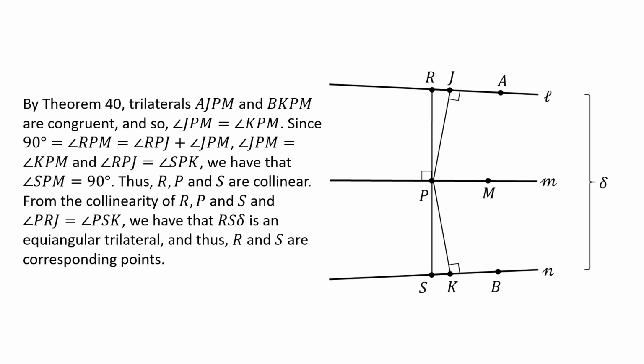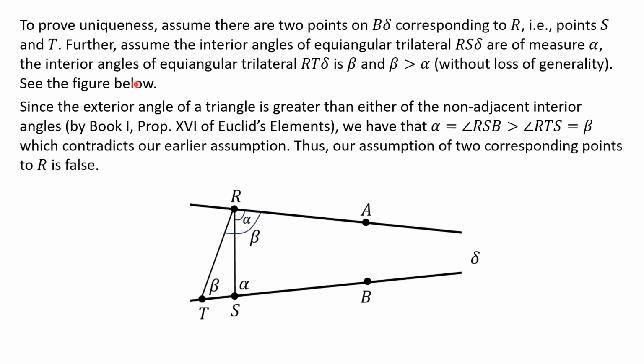So let's continue. We haven't quite finished the proof of our theorem. We need to show uniqueness. So let's do that. Assume there are 2 points, S and T, on B delta that correspond to R. And without loss of generality, assume that the angle here, beta, is bigger than alpha. And so we have 2 trilaterals, ARSB, and the interior angles are alpha. And then we have another trilateral, ARTB, and the interior angles there are beta and beta here.